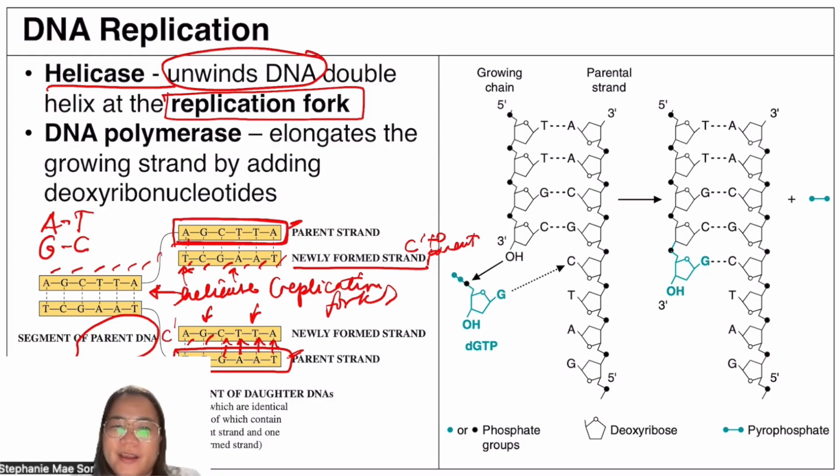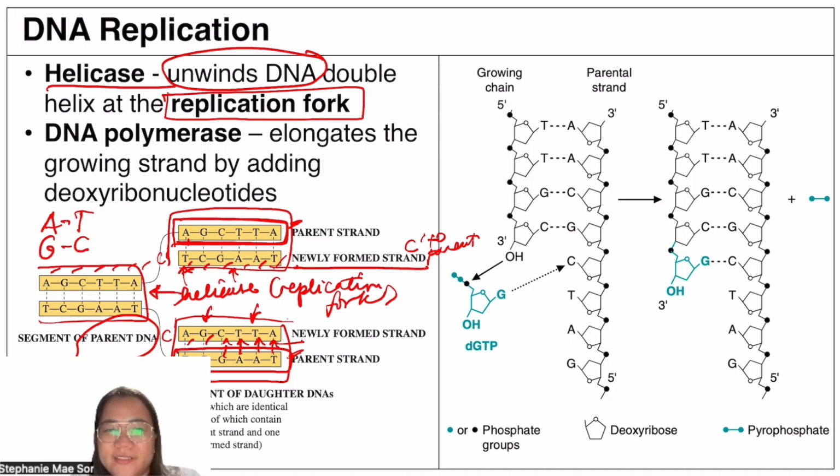Then you produce a daughter strand. You produce another daughter strand. So, tignan mo ngayon yung itsura ng daughter strand mo. AGC-TTA, TCG, AAT. So, yung daughter strand mo is identical to each other and it's identical to the parent DNA, diba? So, itong part na to is from the parent. Itong part na to is new.